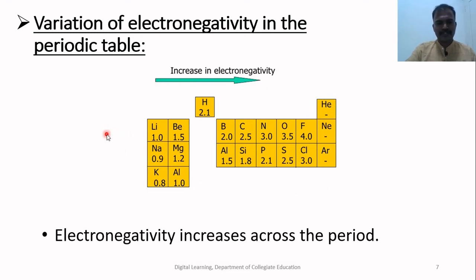If you consider the second period, which includes lithium, beryllium, boron, carbon, nitrogen, oxygen, fluorine, the electrons are being added into the second energy level. So the effective nuclear charge increases and electronegativity will also increase. Look at the values. Lithium has an electronegativity value of 1.0, beryllium is 1.5, and it goes up to fluorine, which is 4.0.